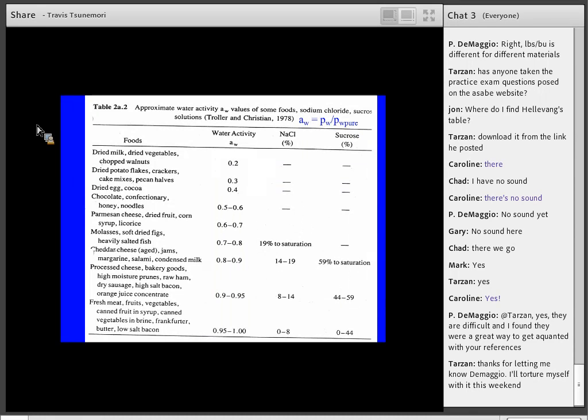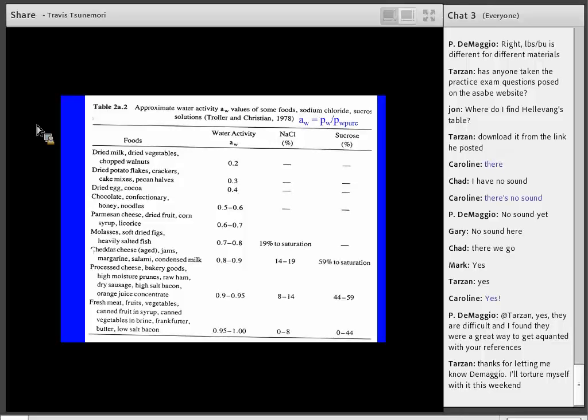We can have water activity. Okay, again, water activity is the pressure above a solution or above this material divided by the water pressure above pure water. And here we have just a variety of materials: dried milk, dried vegetables, chopped walnuts, dried potato flakes, crackers, cake mixes. These are things you think of as being, yeah, they're dry. Okay, water activity is low, 0.2, 0.3.